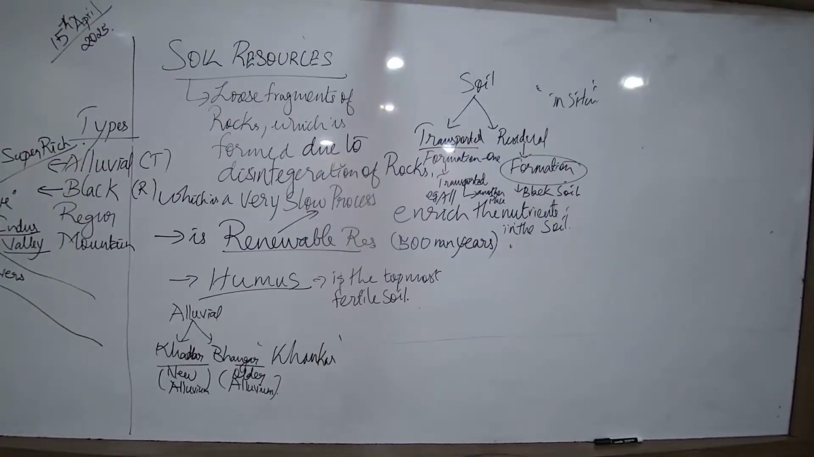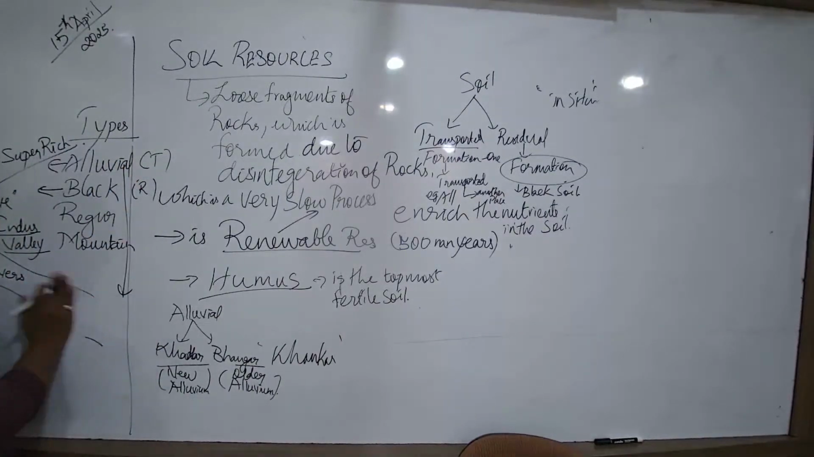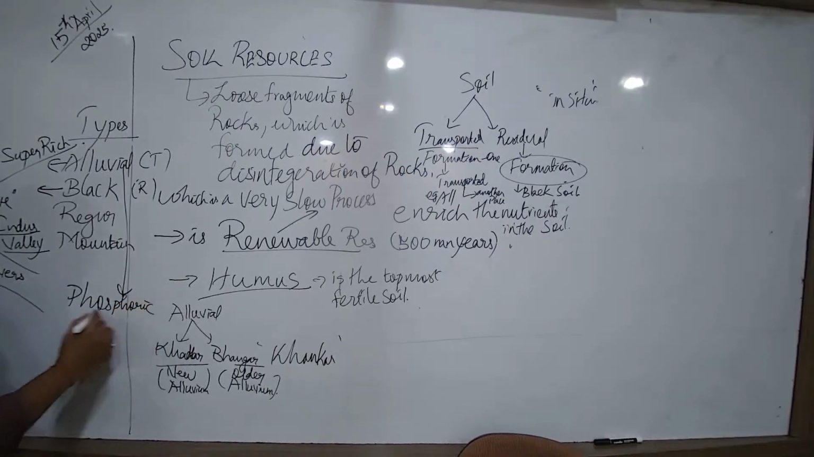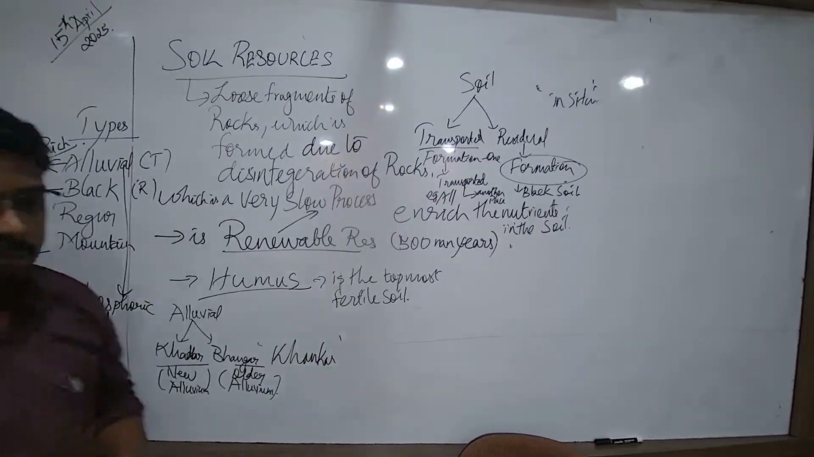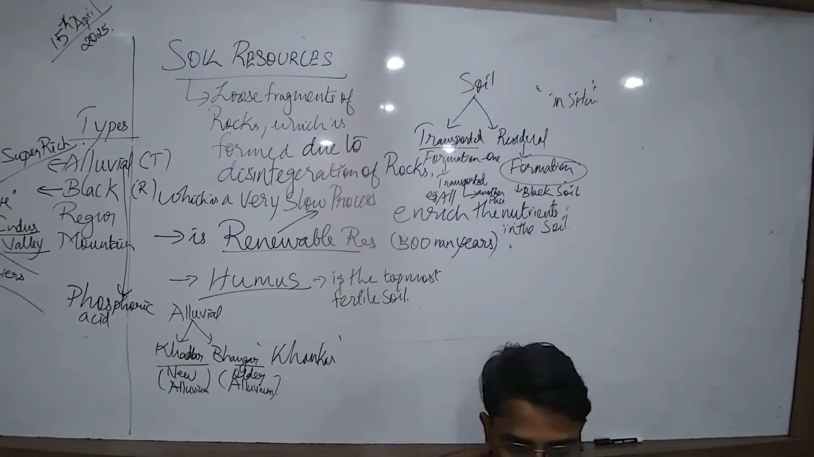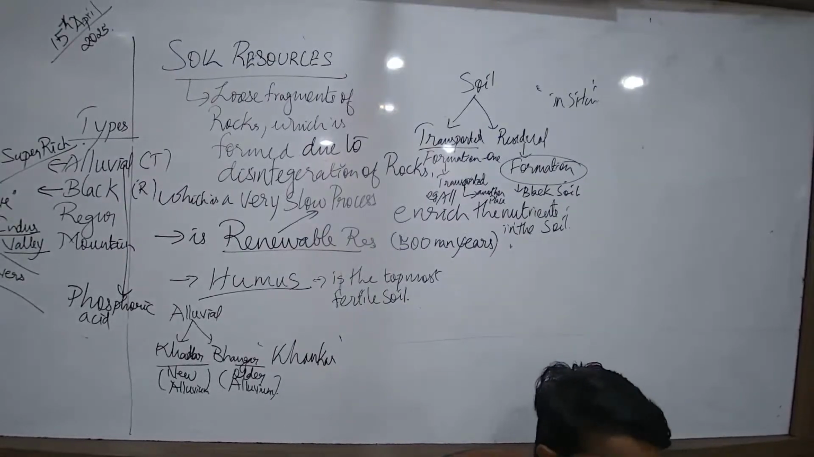Not fully mature. Next, rich in potash, phosphoric acid, alkalis. Poor in... you have to write this for every soil. Lacks nitrogen, no nitrogen.